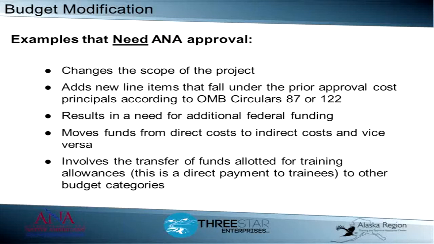Adding a new line item that falls under the prior approval cost principles according to the OMB Circulars 87 for tribes and 122 for nonprofits. An example of this is you want to purchase a piece of equipment that was not previously approved, and please remember that equipment is defined as a single item purchase with a purchase value of $5,000 or greater.